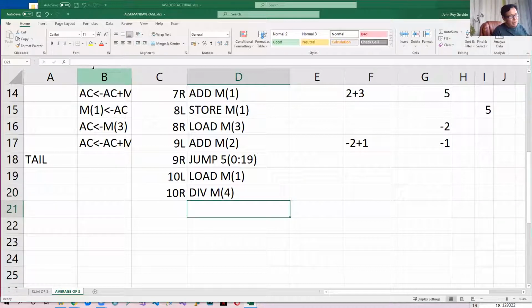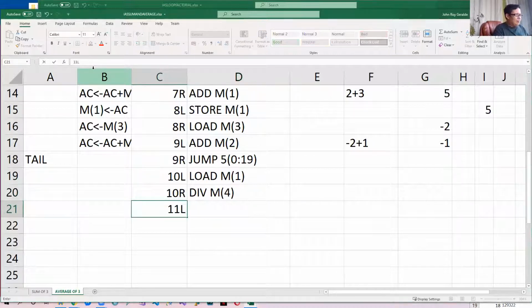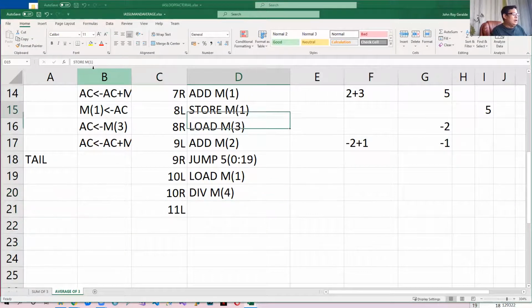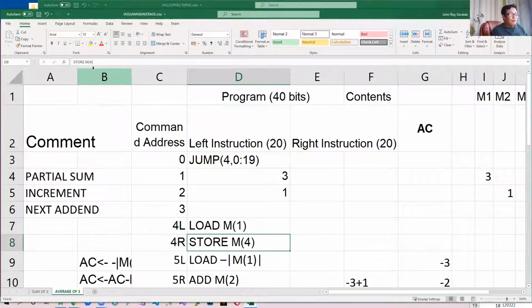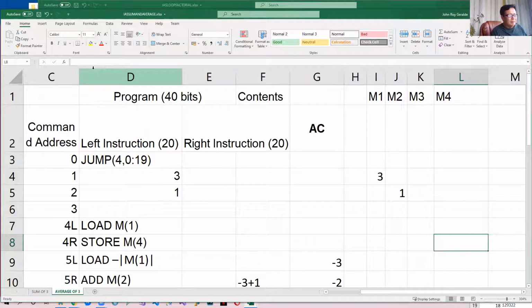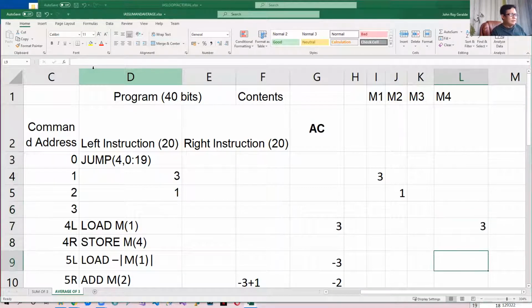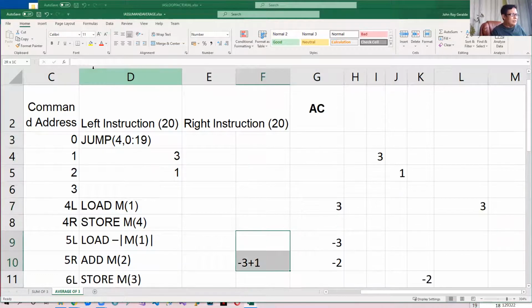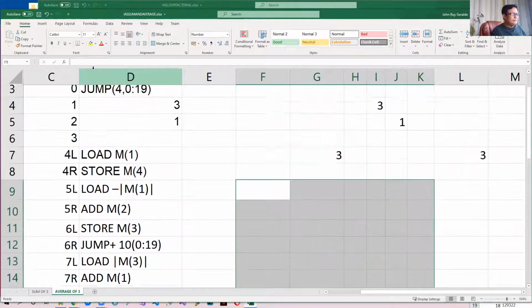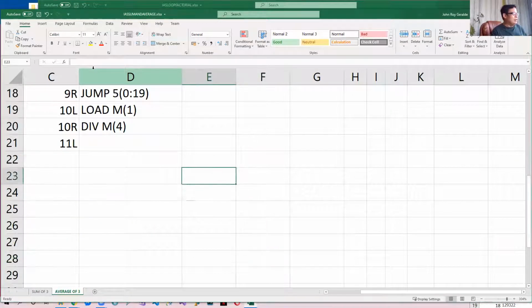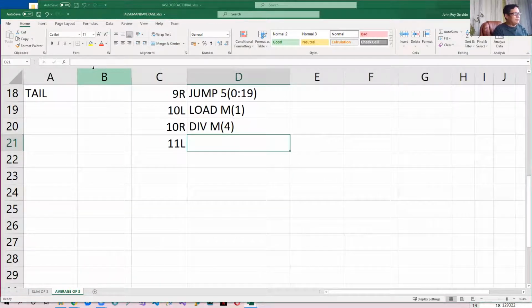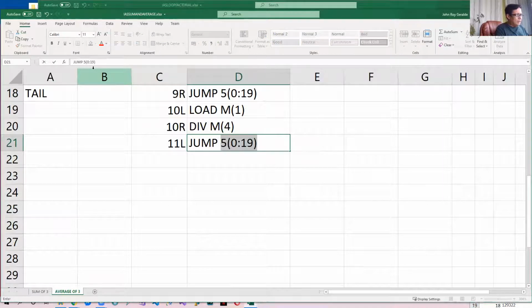So that's the main reason why we have our 11L. We had our value saved, no, to M4 so that we can retrieve it later. Kasi AC here will become 3 and M4 will become 3. Okay, they follow. We'll just trace this anyway, no? It's the same, no? So anyway, this will be our jump, 11, 0 to 19.